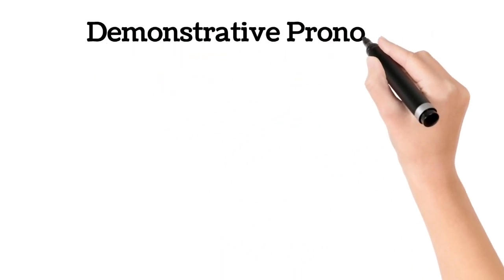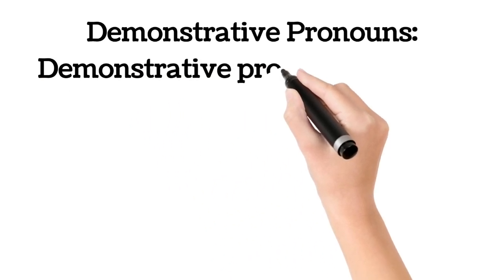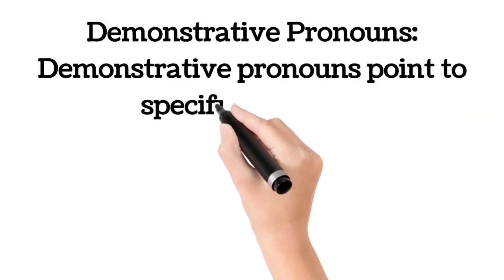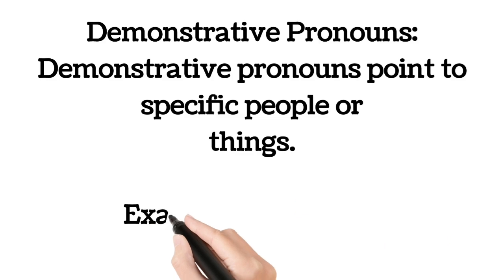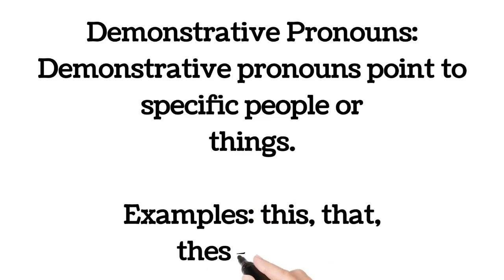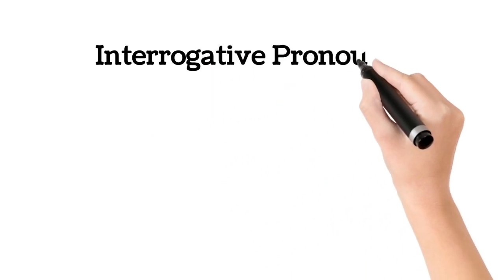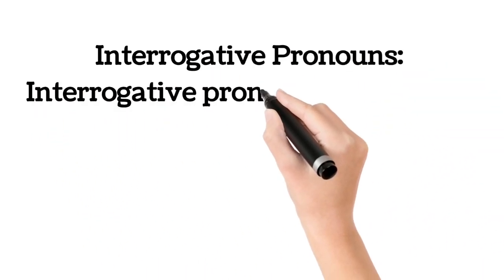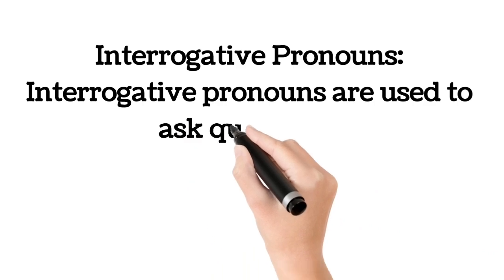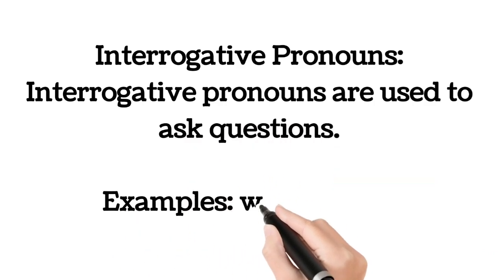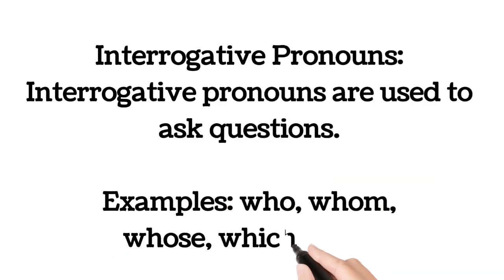Demonstrative pronouns. Demonstrative pronouns point to specific people or things. Examples: this, that, these, those. Interrogative pronouns. Interrogative pronouns are used to ask questions. Examples: who, whom, whose, which, what.